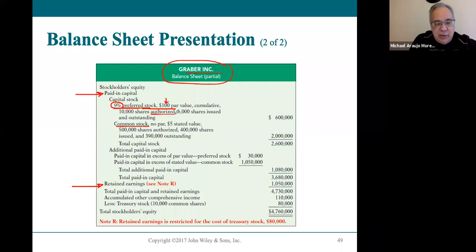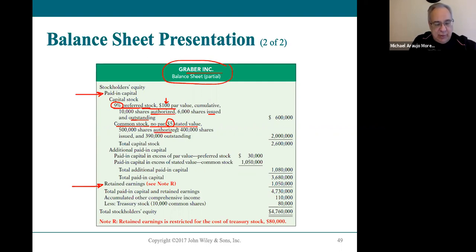They had 10,000 shares authorized, so it's approved through that legal process. They issued 6,000, and all 6,000 are still outstanding, still owned by the public. Common stock has no par, but they have a $5 stated value. Again, this is important for the accounting.